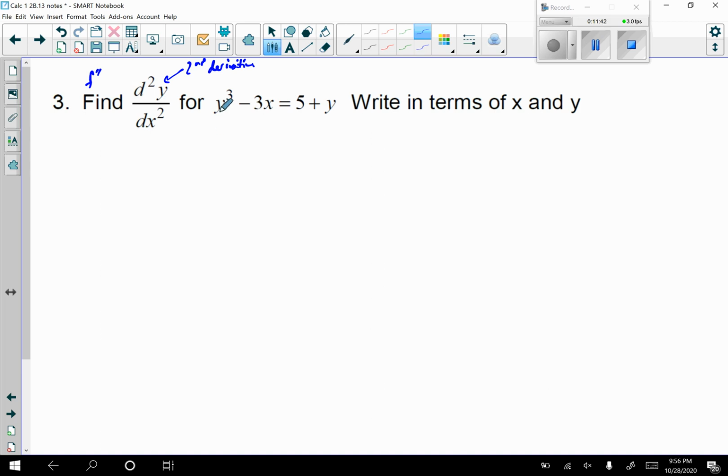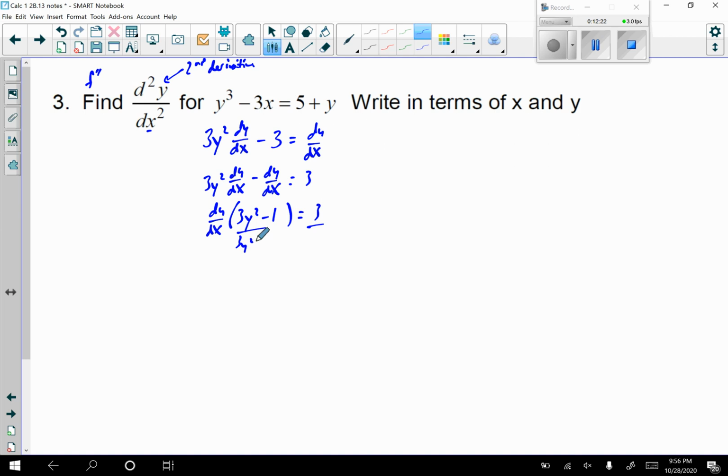All right, let's do the first derivative, y cubed. 3y squared, it's a y, so dy, we're comparing it to, in this case, x. Minus 3x compared to x, we're good. Equals 0 plus y is dy dx. Now, before I just jump into the next derivative, simplify. Okay, so let's do it this way. 3y squared dy dx minus dy dx, and add that 3 to the other side. Factor it out. 3y squared minus 1 equals 3. So divide by 3y squared minus 1.